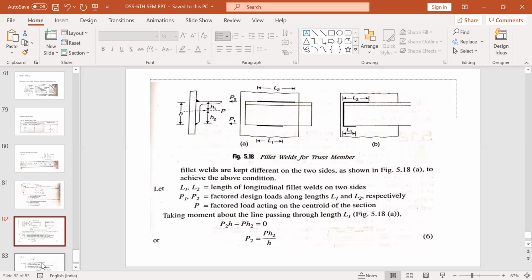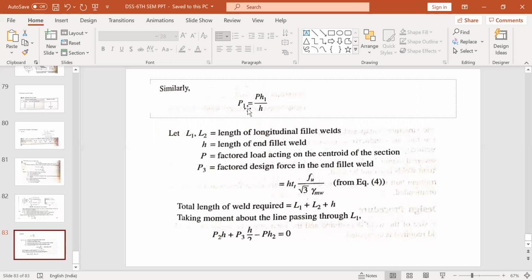Similarly, applying the same concept, take moment about L2. If you do that, you'll find P1 equal to PH1 by H. So what you are doing is finding P1 and P2, the design strength of the welds of length L1 and L2. That is the design force, the factored force carried by these welds in terms of P, the total load carried by the member.